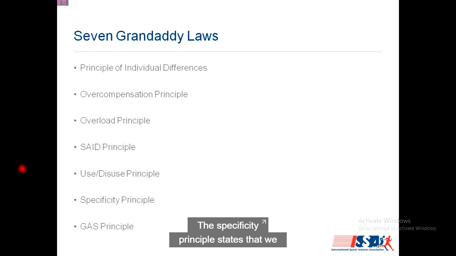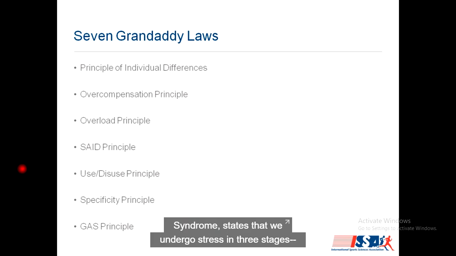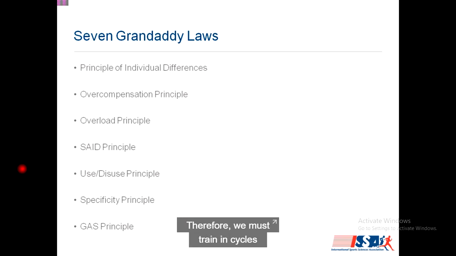The specificity principle states that we must move from general training to specific and highly specialized training as it relates to our intended goals. The GAS principle, which stands for General Adaptation Syndrome, states that we undergo stress in 3 stages: shock, compensation, and exhaustion. Therefore, we must train in cycles to account for these various stages.